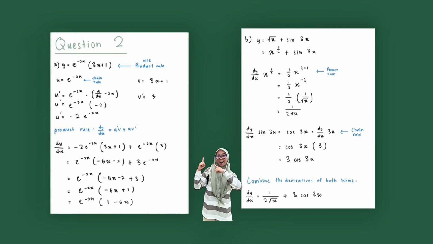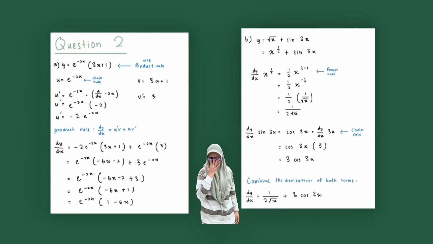So it will become x to the power of 1 over 2 plus sine 3x. So first, let's start differentiating the x to the power of 1 over 2. The rule that applies for this is the power rule. So it will become dy over dx of x to the power of 1 over 2 equal to 1 over 2 x to the power of 1 over 2 minus 1. Then, you will get 1 over 2 x to the power of negative 1 over 2.